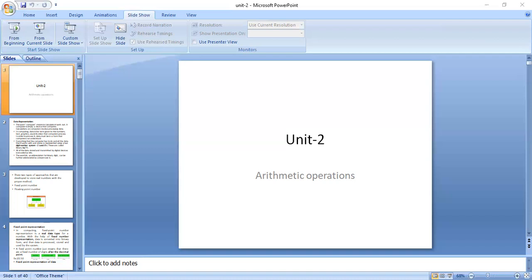Here we follow some conditions. If Q0 Q minus 1 are the same, that is 0 0 or 1 1, we perform an arithmetic right shift by one bit position.